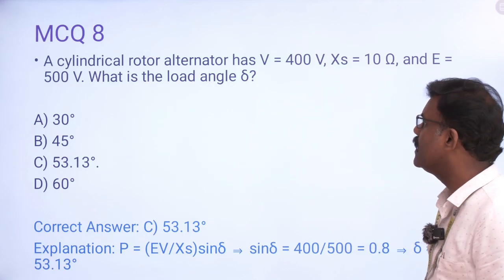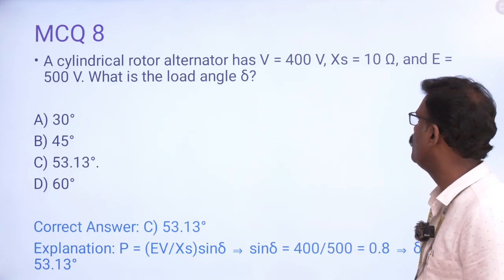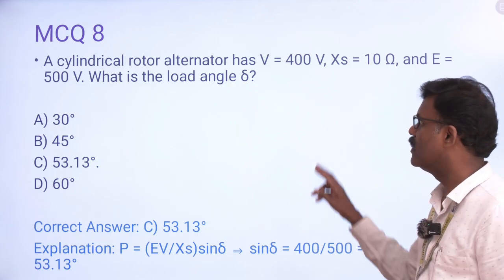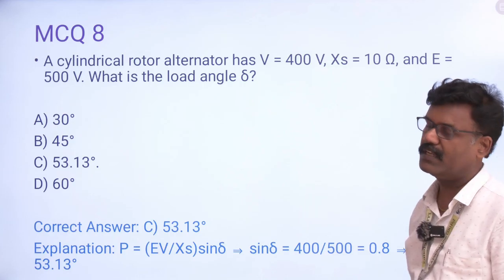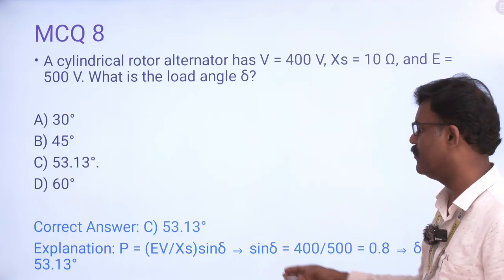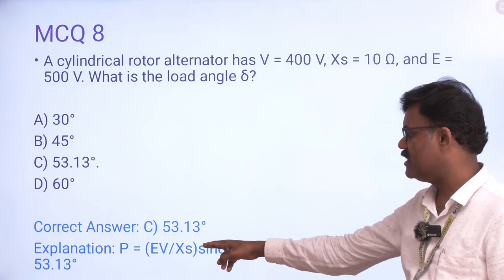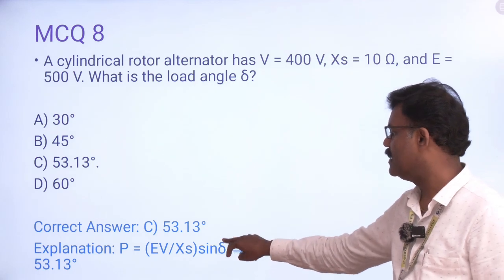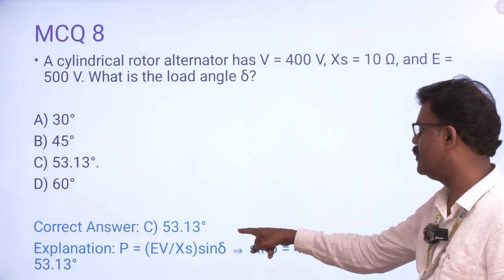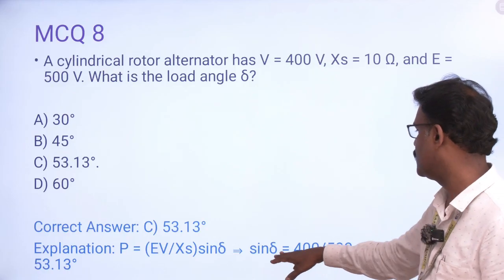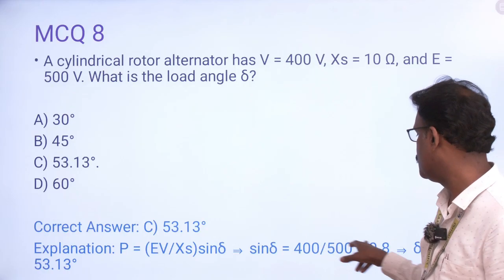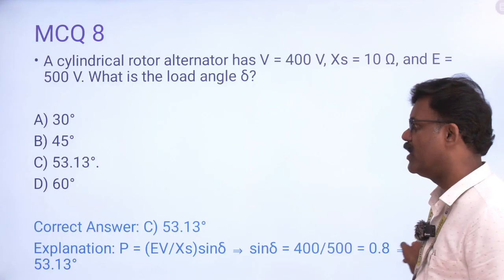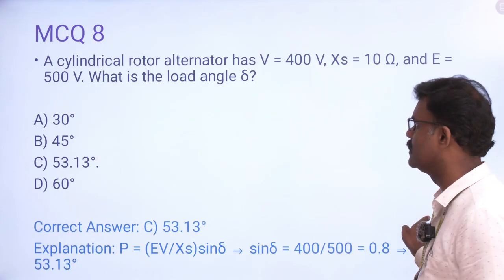A cylindrical rotor alternator has V equal to 400 volts, X equal to 10 ohms, and E equal to 500 volts. What is the load angle delta? So here we have to find the load angle delta. The power formula is P is equal to EV by Xs sin delta. They are asking for the delta value, and the E, V and Xs values are given. By using that, we can calculate sin delta is equal to 0.8. So delta is equal to 53.13 degrees, so C is the correct answer.